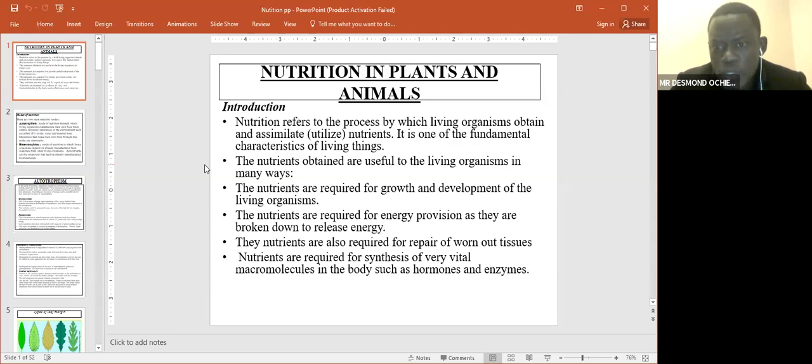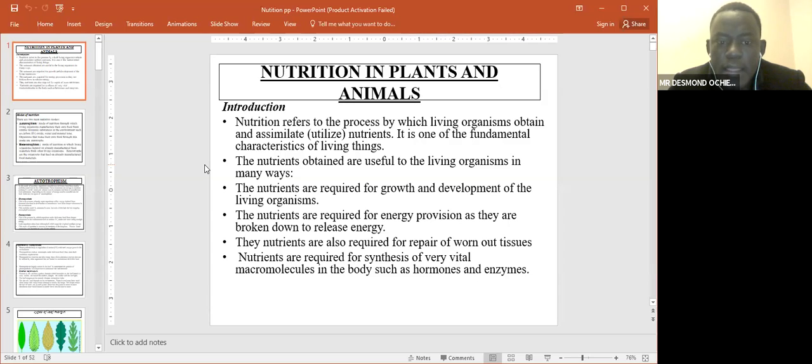So when the tissues wear out, they are replaced or repaired. So the process of repairing the worn-out tissues requires nutrients. They are also required for the repair of worn-out tissues.